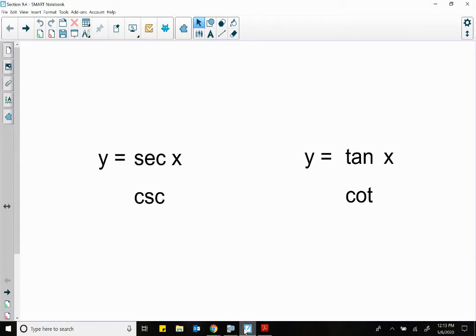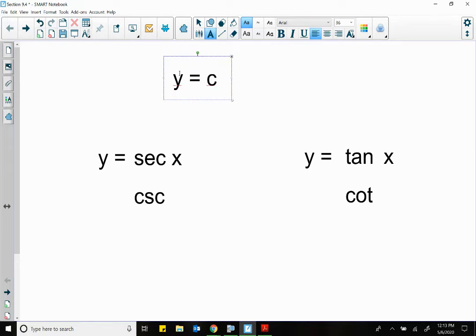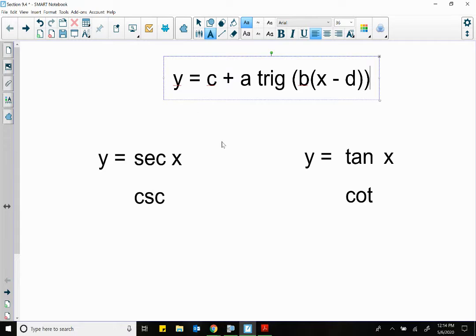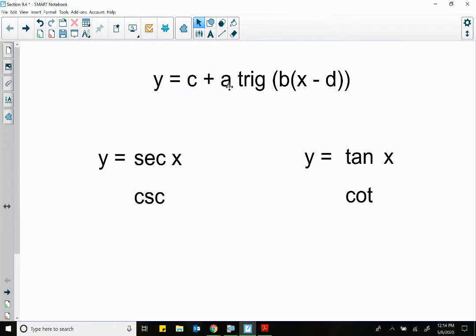So rejoice. In 9-4, we're going to talk about secant, cosecant, tangent, cotangent. Again, all of these are still written in that same format: y equals c plus a, your trig function, parenthesis b, parenthesis x minus d. It's all still written out the same way. The only thing we're doing is changing the picture. A, B, D, C all follow the same information.